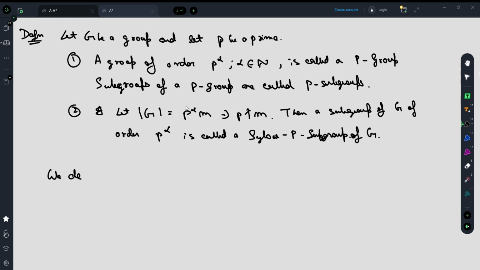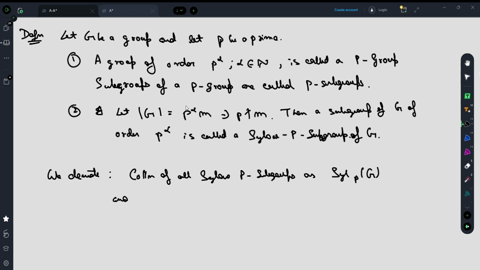Okay. And let us fix some notations. We denote the collection of all Sylow p subgroups as Syl_p(G). And the number of Sylow p subgroups precisely in G is denoted as n_p(G). Okay, just some notations we fix.